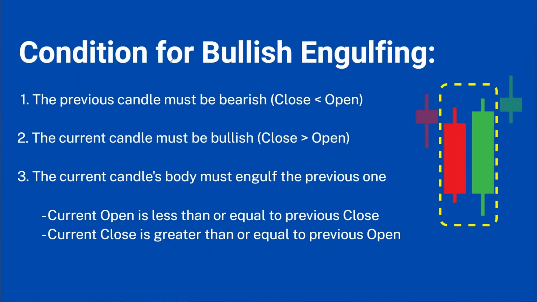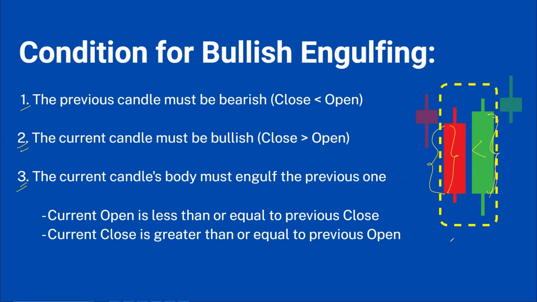Now let's see the conditions for a bullish engulfing pattern. The previous candle must be a bearish candle, meaning there should be a significant body length in this red candle. Coming to the second point, the current candle must be a bullish candle. The third point is that the current candle's body, meaning the green candle body, must engulf the previous one. The body length of the green candle should be greater than the body length of the red candle.